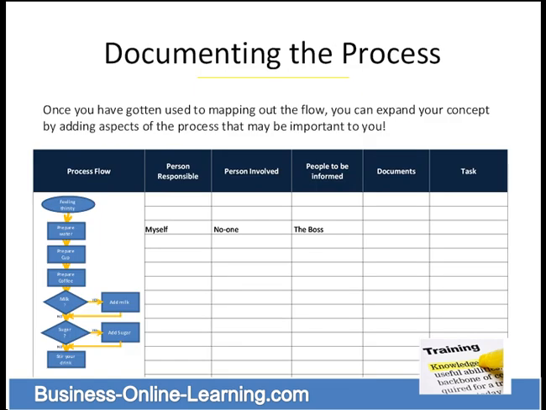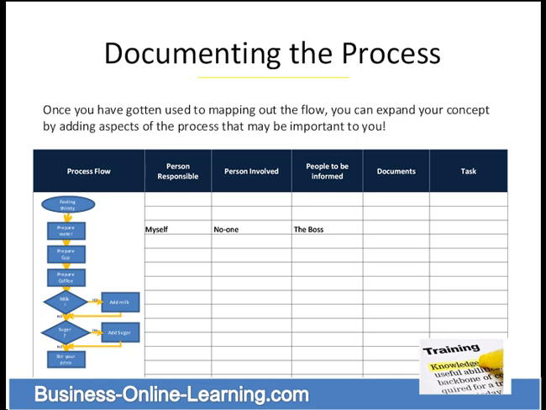The next step is if you would like to document your process. I have put up a template here and showing an easy method of describing your process. You can expand your concept by adding extra aspects of each process step or decision which may be important to you. You can list who is responsible for this step, who is involved in carrying out this task. Does somebody need to be informed with it? Are there particular documents that should be used for this task? Can you define the actual task itself?